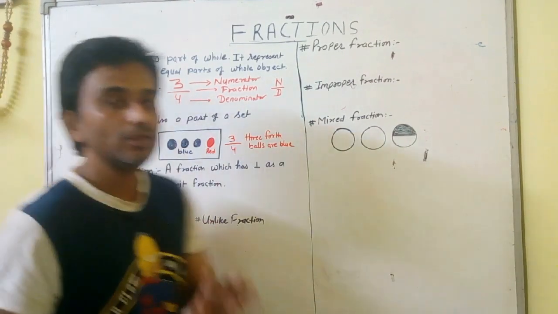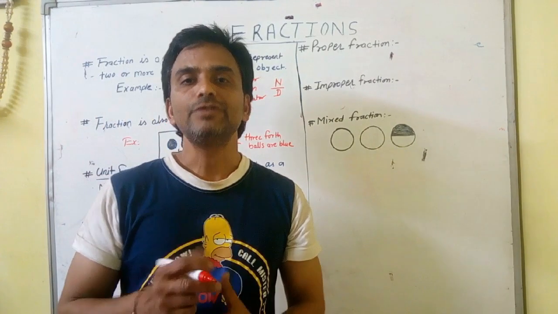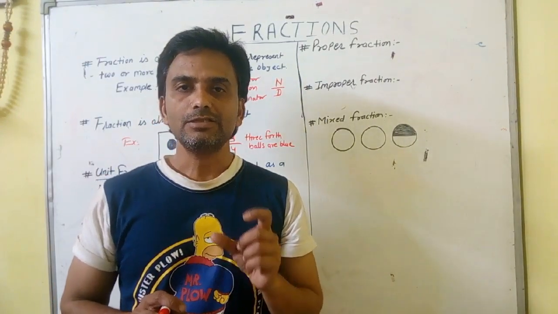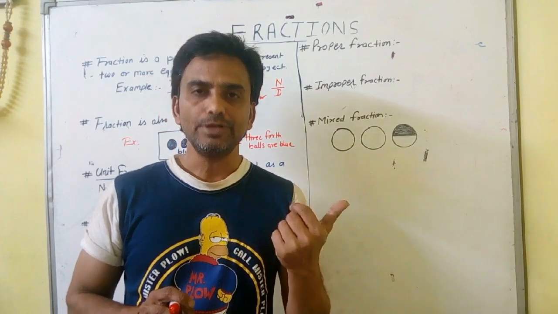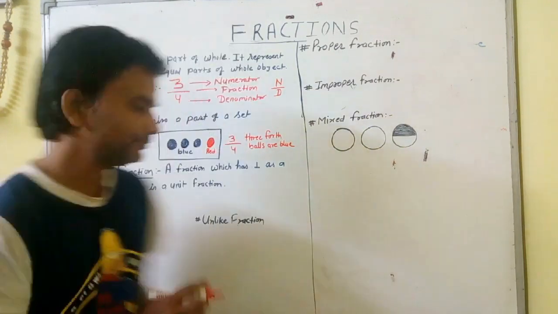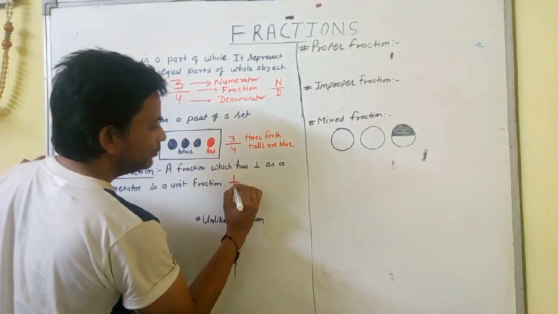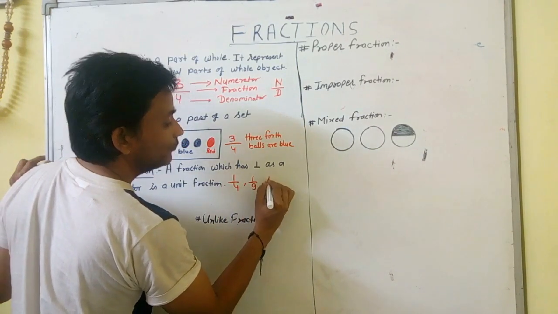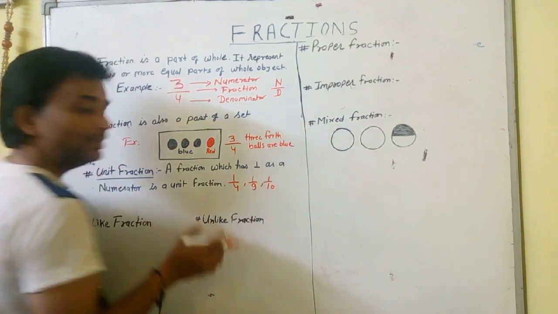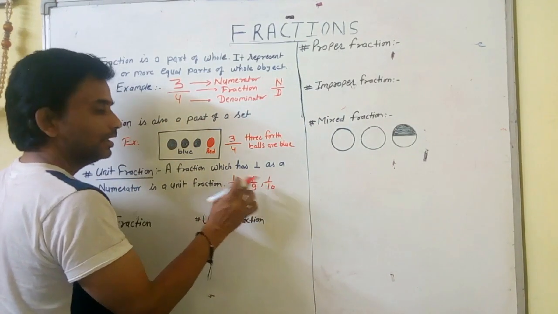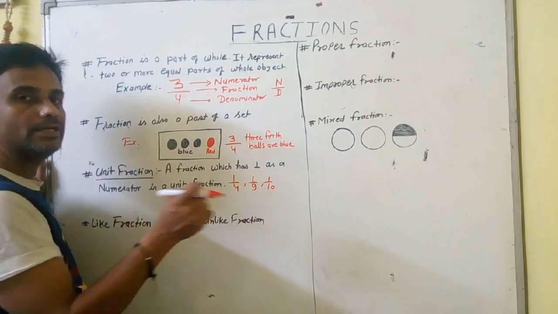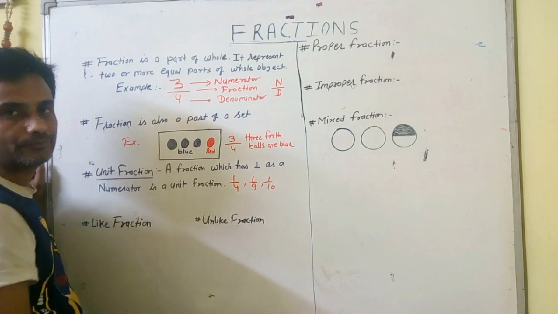Okay. Now talk about unit fraction. In a unit fraction, we have one as the numerator. For example, 1/4, 1/9, 1/10, and in these fractions the numerator is always 1. That's why it's called a unit fraction.